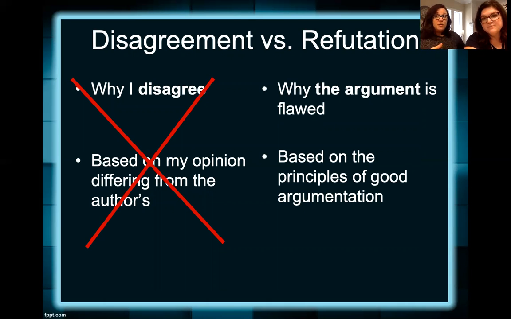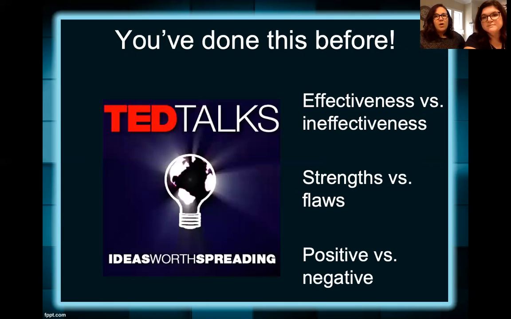So, for example, we talked about rhetorical appeals. One of your critiques of your argument might be that they fail to use one of the rhetorical appeals or demonstrate one of them. And we'll also talk about some other ways you can refute an article as well.